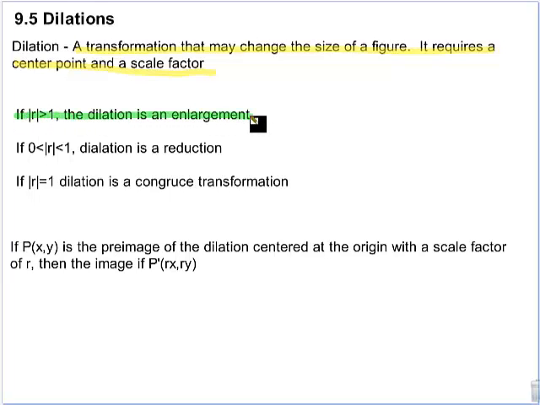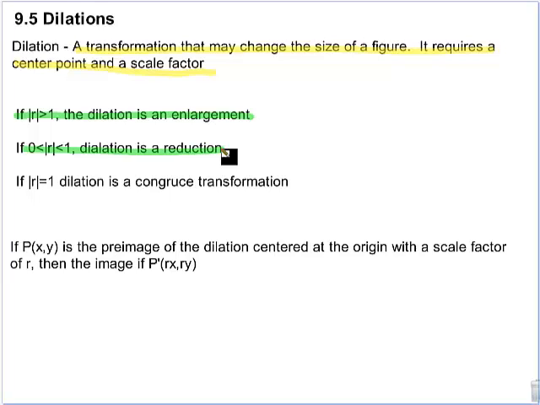So if we've got the absolute value of r is greater than 1, it's an enlargement. So like if we have an r value of 2 or a scale factor of 2, that means that our diagram is going to get bigger. The new image is going to be bigger. Okay. If we are in between 0 and 1, it's a reduction. 0 is a little bit redundant there because we have the absolute value signs, but that's okay. Reductions means we're going to start off big and we're going to get smaller.